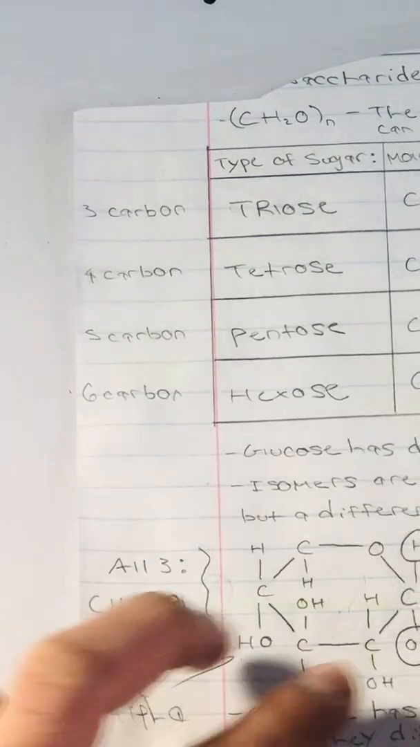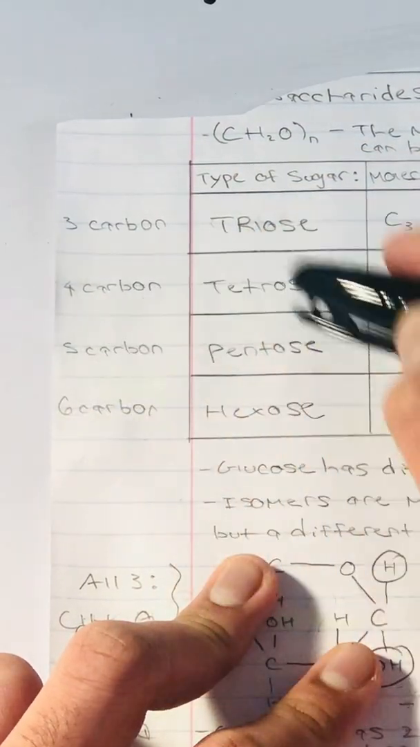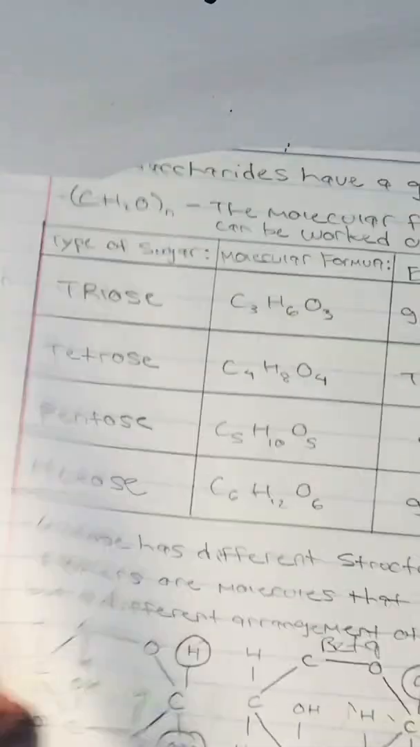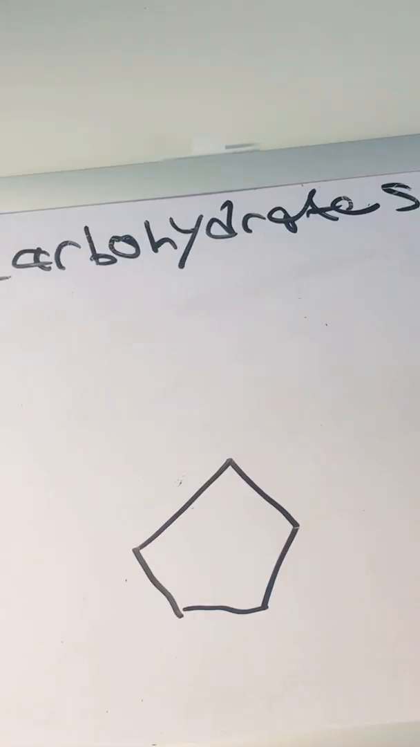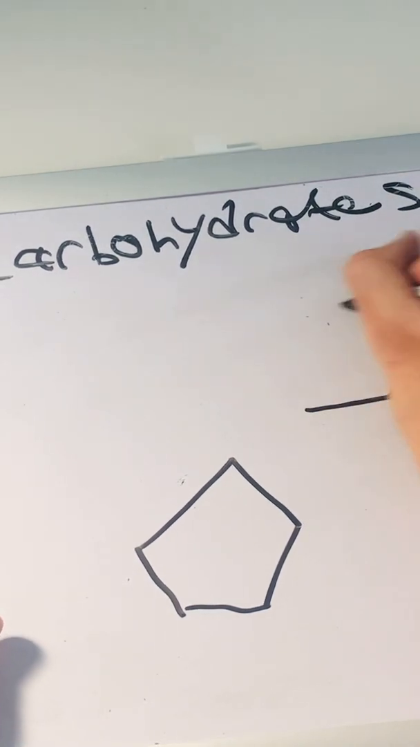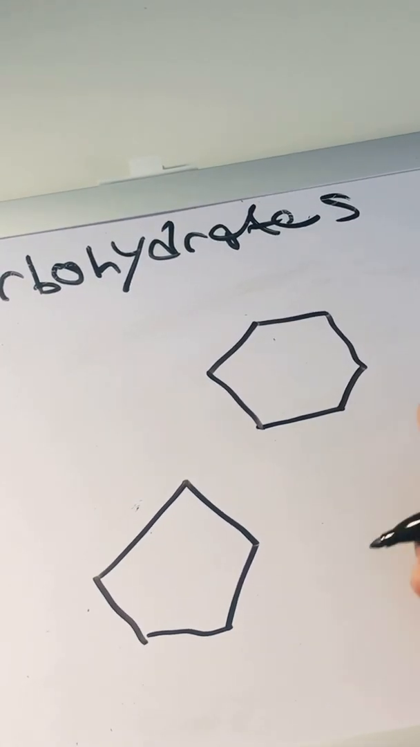Now that we know how they work, depending on whether it is a 3-carbon carbohydrate, 4-carbon carbohydrate, 5-carbon carbohydrate, or 6-carbon carbohydrate, many things can happen. For example, 5-carbon carbohydrates such as ribose will have a structure that looks like a pentagon. A hexose carbohydrate will look like this. And so on. Different carbohydrates can have different shapes depending on how many carbons they have.